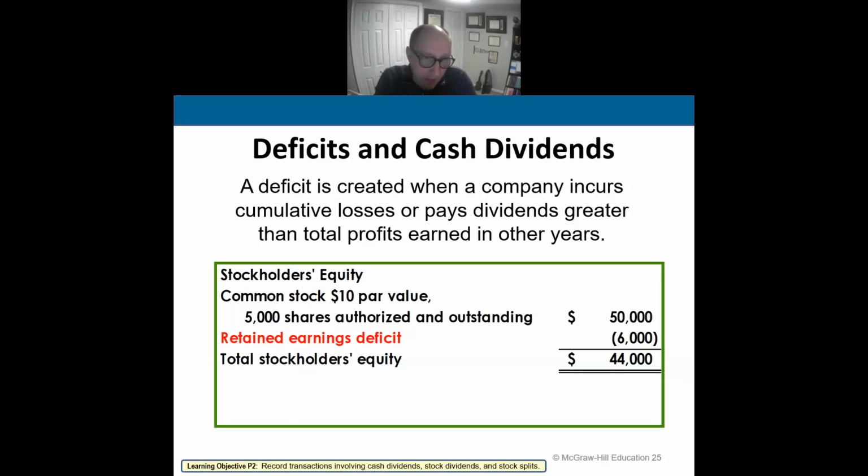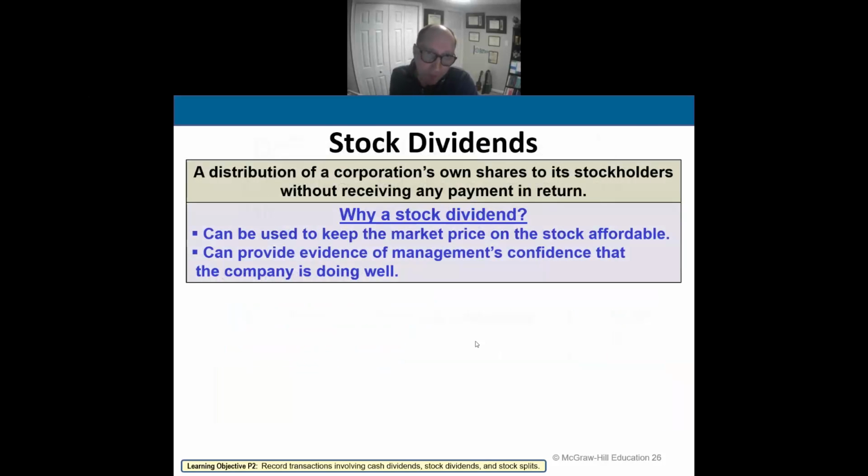So when something like that happens, we have to reduce the amount of what's paid out. So if the retained earnings is a negative amount, we subtract that from whatever we have in stockholders' equity, or we bring that stockholders' equity down to its new value. I don't like deficits. Deficits are bad. It means you ain't making money.